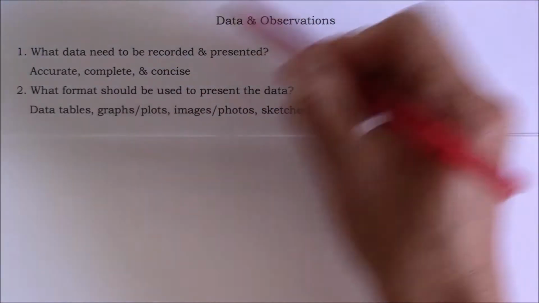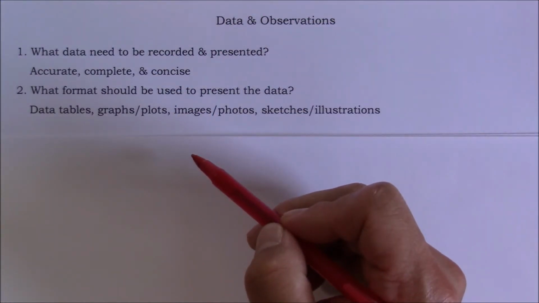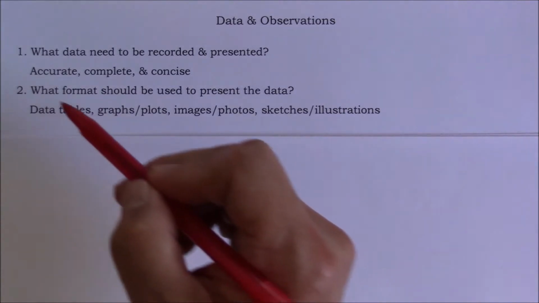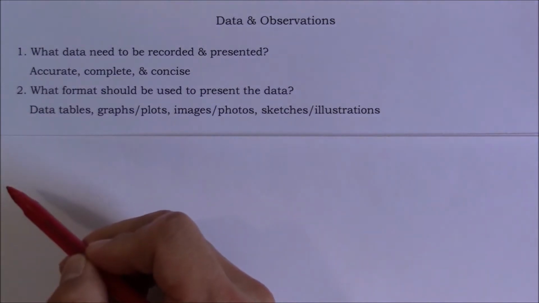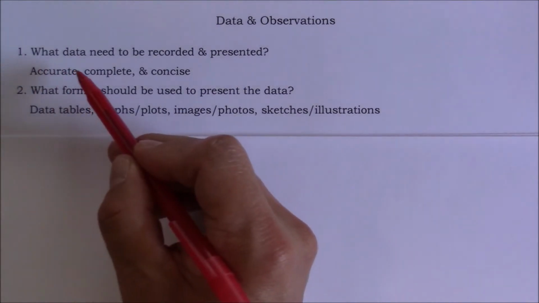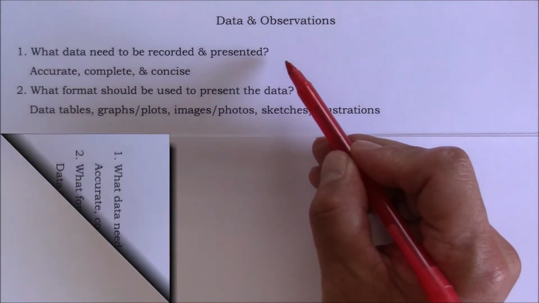The data and observations section is the third part of a lab report. To write a good data and observations section, you need to think about two questions. First, what data need to be recorded and presented?